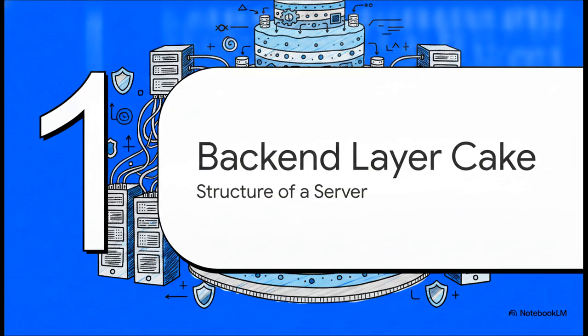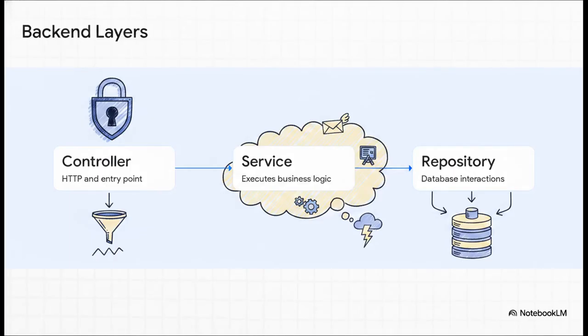Okay, Section 1, the back-end layer cake. Let's dive right in by looking at how our systems are actually built from the ground up. You can think of a typical backend like a layer cake. First, data arrives at the controller layer. This is the main entry point that handles all the HTTP-related stuff, routing the request and deciding what status code to return. The controller then passes the baton down to the service layer.